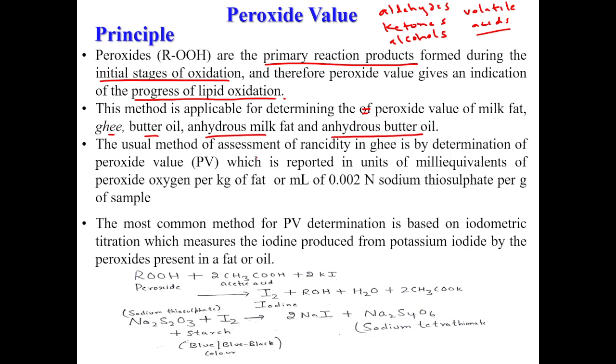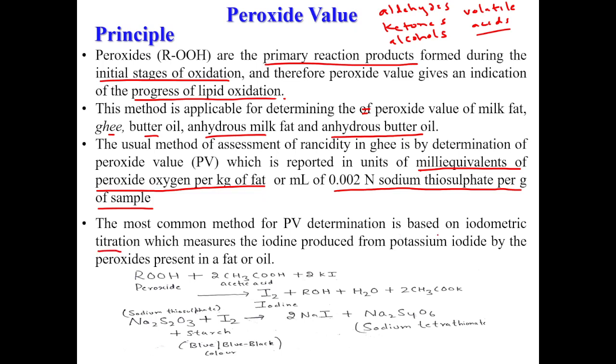So the usual method of assessment of rancidity in ghee is by determination of peroxide value, which is reported in milliequivalents of peroxide oxygen per kg of the fat, or we can also express it in the form of 0.002 normal sodium thiosulfate per gram of the sample. So whatever unit we are using, depending on the value we are getting, we have to interpret to which category our sample is falling, to which grade our sample is falling as per the standards. That will depend on the unit of the peroxide value which we are taking. So the most common method for peroxide value determination is based on iodometric titration.